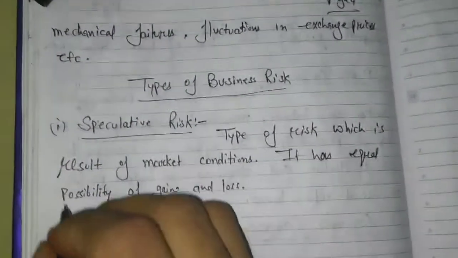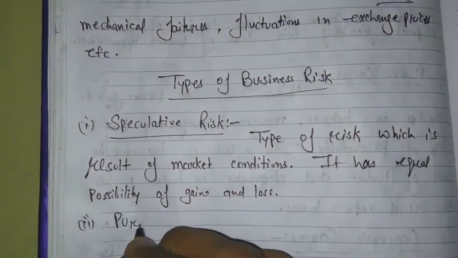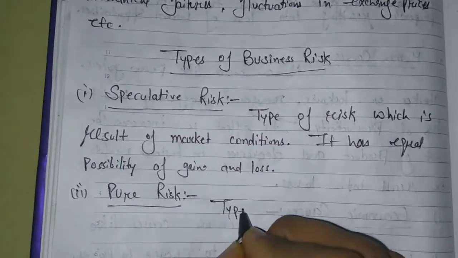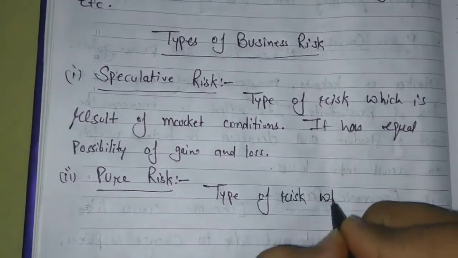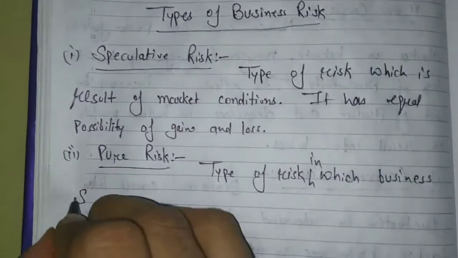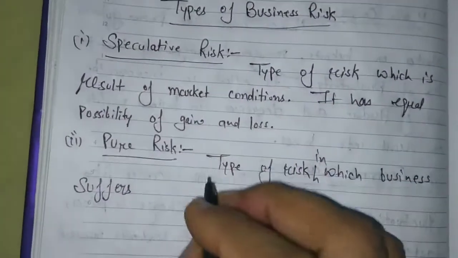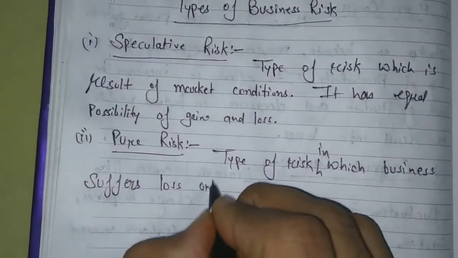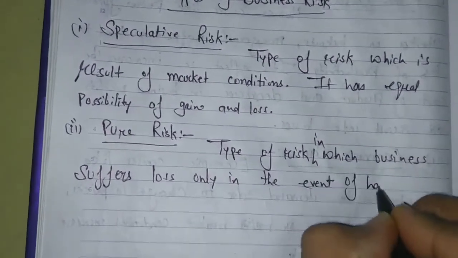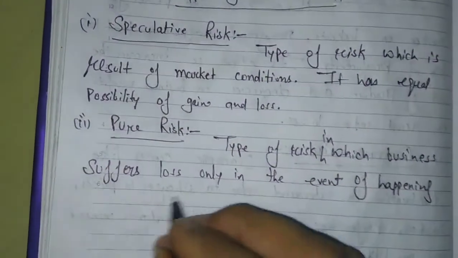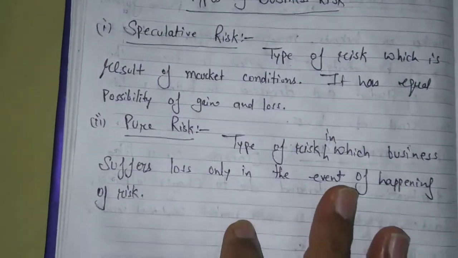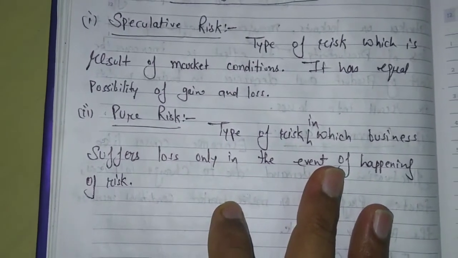Second, pure risk. This type of risk, in which business suffers loss only in the event of happening of risk. It means if any event happens, then the businessman will suffer the loss, otherwise no. That type of risk is based on pure risk.